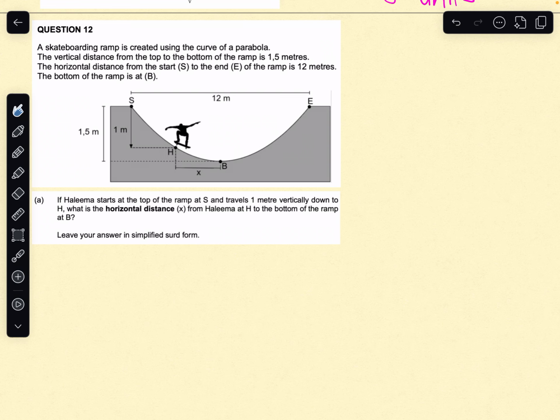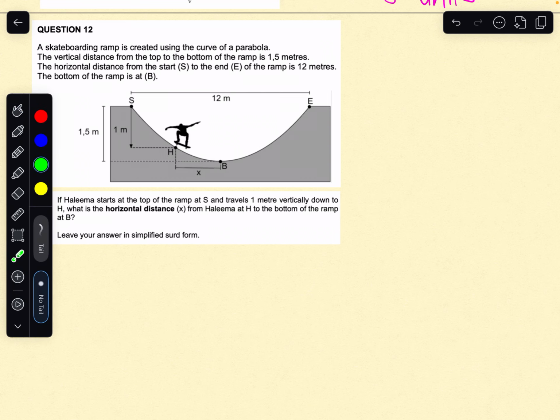Question 12. A skateboarding ramp is created using the curve of a parabola. The vertical distance from the top to the bottom of the ramp is 1.5 meters. The horizontal distance from the start to the end of the ramp is 12 meters. The bottom of the ramp is at B.